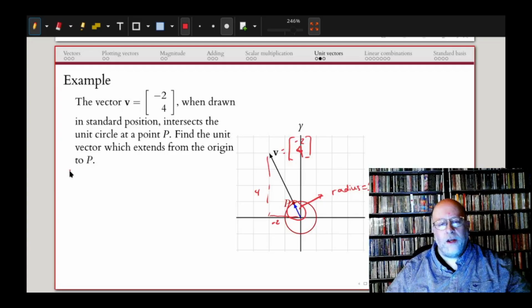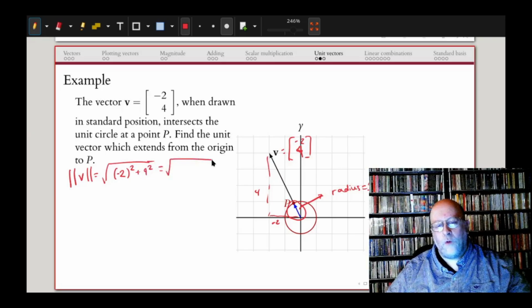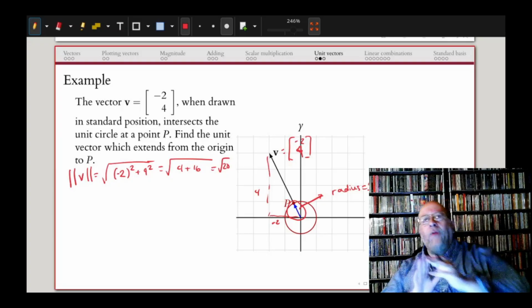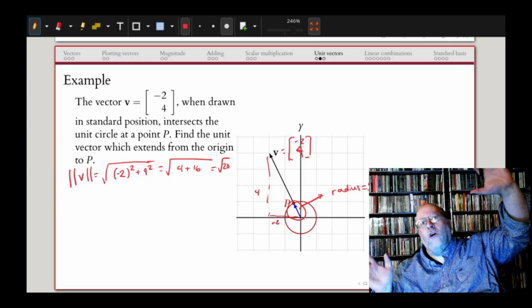So the first thing we're going to do is find the magnitude of the vector v. This is the Pythagorean theorem. It is the square root of negative 2 squared plus 4 squared. That's the square root of 4 plus 16, which is the square root of 20. That number is approximately 4.5. So it tells me right now the vector is 4.5 units long.